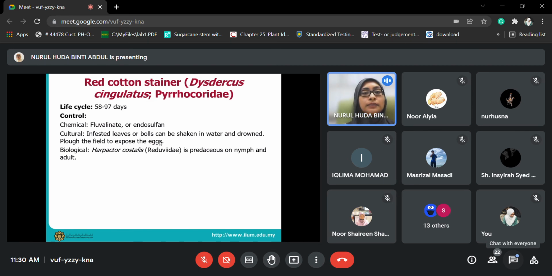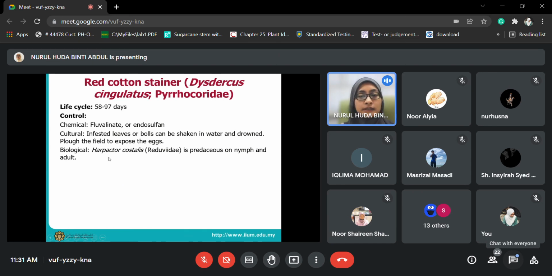And then the bolls, katalah kalau dia aggregate on the boll. So the boll ni maksudnya fruits tadi, you can shake it in the water, and then of course insect tu akan jatuh dalam air dan drown lah. Okay, it's just that for shaking activity ni it will need a lot of human resource, or you may need to spend more time lah to control using cultural method.